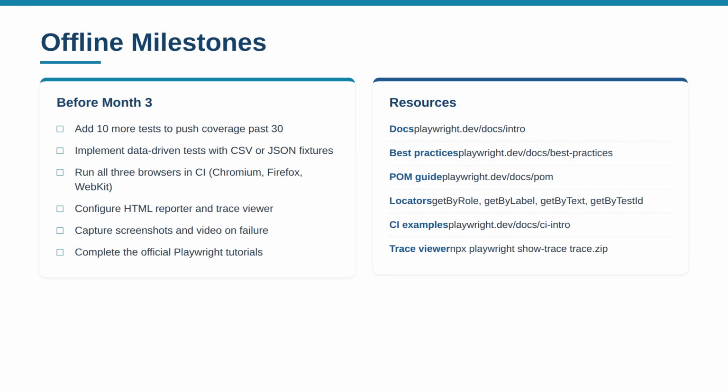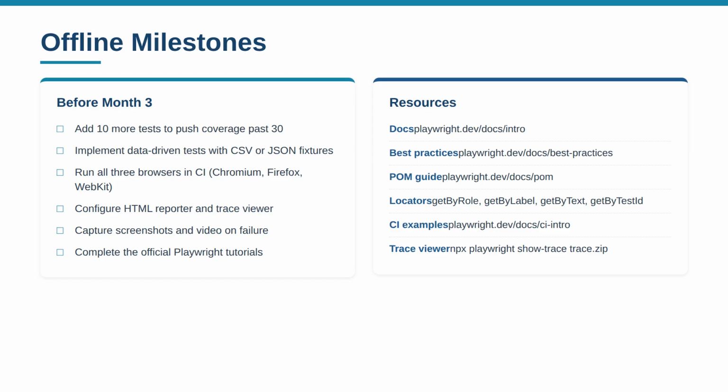6 milestones before month 3. To consolidate what you learned today, add 10 more tests to push your total coverage past 30. Implement data-driven tests with CSV or JSON fixtures so you have hands-on practice with the pattern beyond the class example. Run all 3 browsers in CI, Chromium, Firefox, and WebKit, so you verify the cross-browser configuration works end-to-end. Configure the HTML reporter and trace viewer and confirm both work correctly on a real test failure.